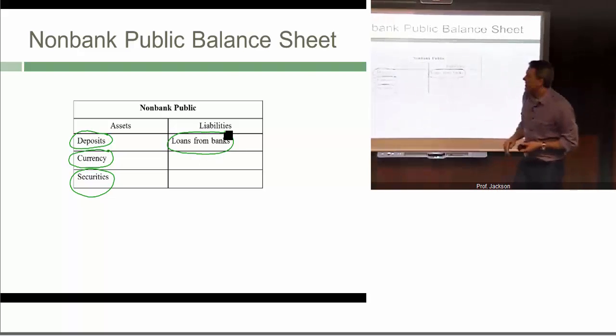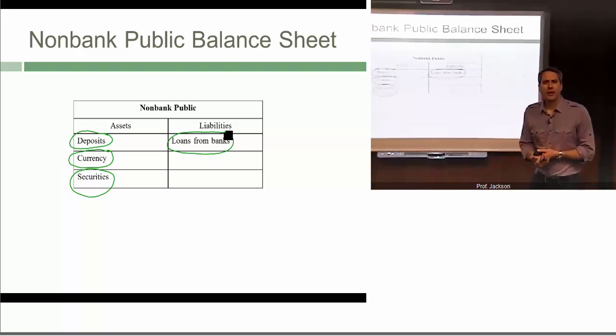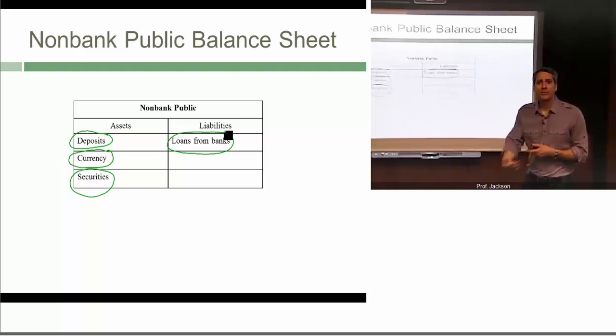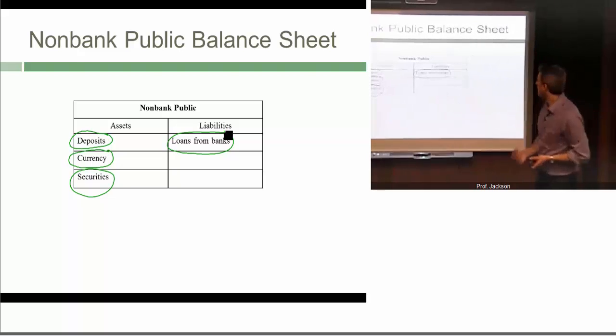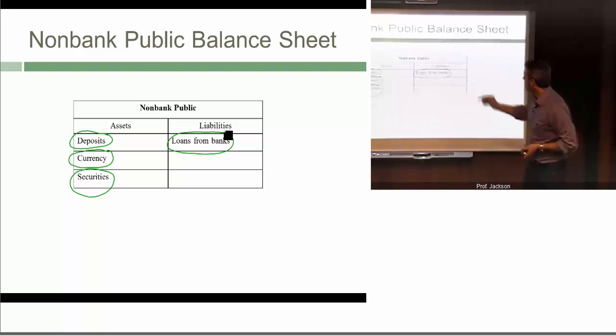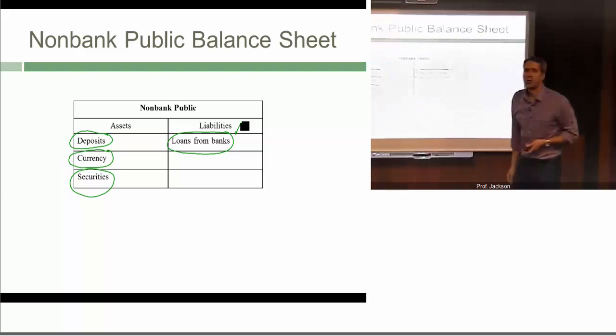On the liability side, the primary liability that we have are loans to banks. And so if we want to buy a house or buy a car, we take out a loan, we owe that money to banks. And so that, again, from a financial standpoint, becomes a liability to us.